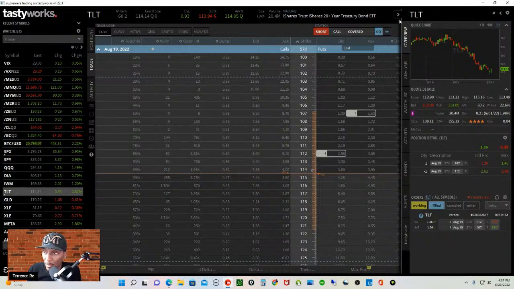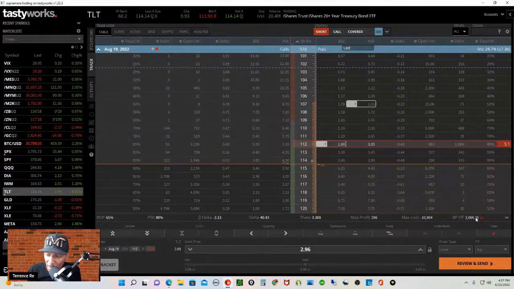Now you could go naked and not buy the wing and maybe just sell the 112. You can collect what, 296. Your buying power is going to be $2,000 though. I don't like that particular trade.